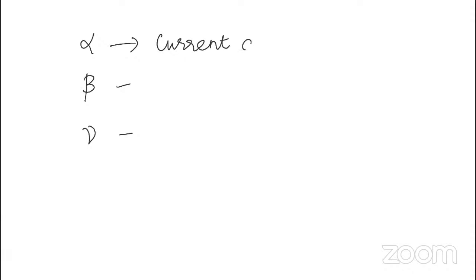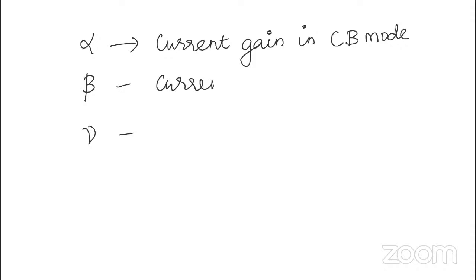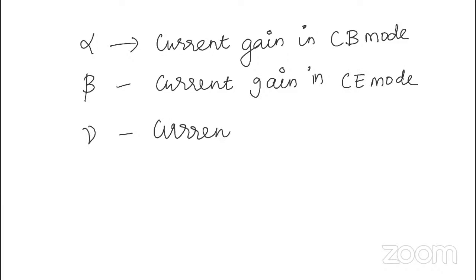in CB mode. Next, beta, it is also current gain in CE mode. And gamma, it is also current gain in CC mode.